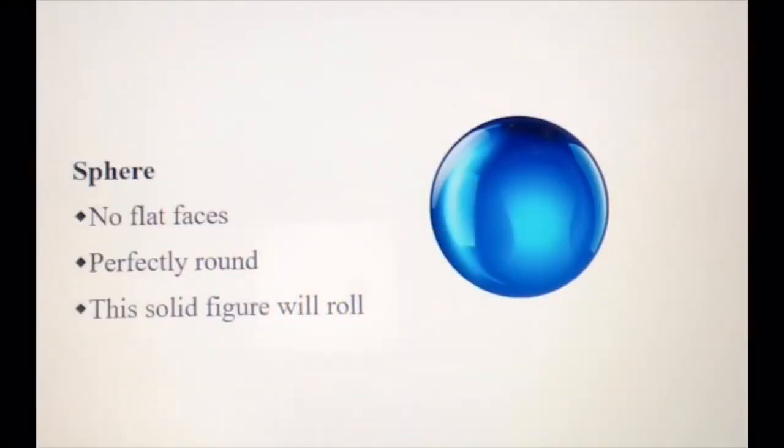Our last solid figure is a sphere. A sphere has no flat faces. It is perfectly round, and not only will it roll, but it has to roll. You can't really set it down and have it stay in one place. Because it has no flat faces, it will definitely roll around.